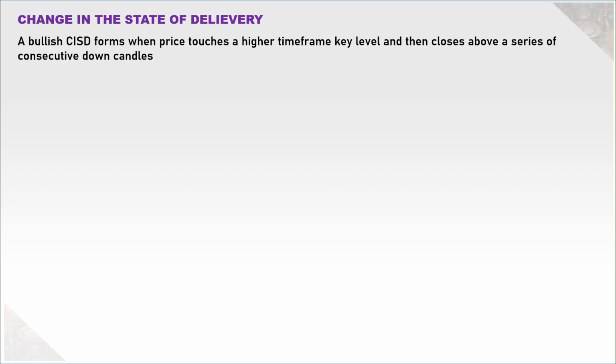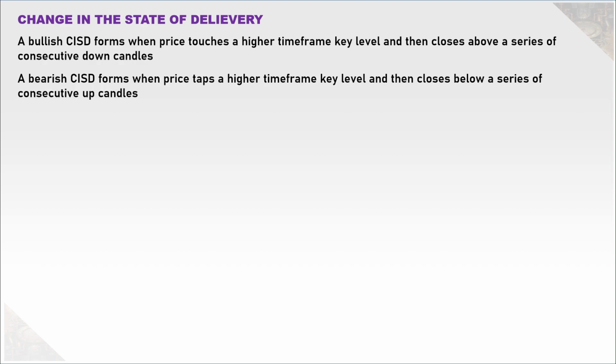A bullish change in the state of delivery forms when price touches a high time frame key level and then closes above a series of consecutive down close candles. That is the bullish change in the state of delivery. And a bearish change in the state of delivery forms when price steps into a high time frame key level and then closes below a series of consecutive up close candles. This is a bearish change in the state of delivery.